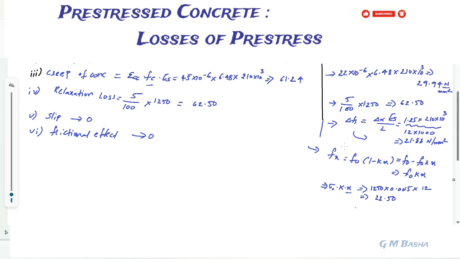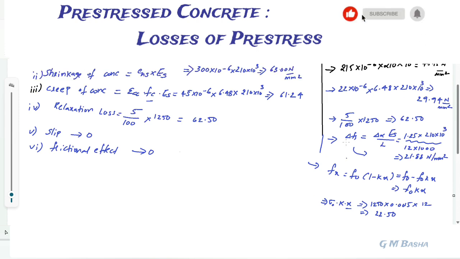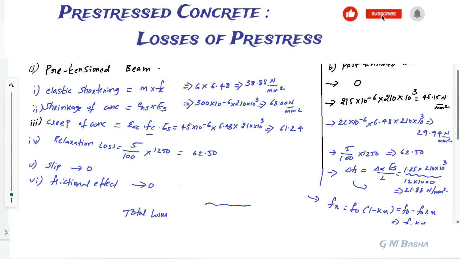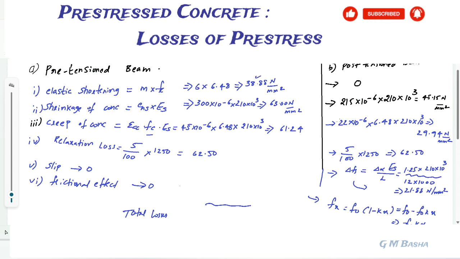So these are the losses occurring in both the pre-tensioned beam and the post-tensioned beam. It is better to sum all these total losses differently for the pre-tensioned beam and the post-tensioned beam. What are the things that occur here? One will be 38.88, another 63, another 61.24, another 62.50. Finally, you will get the value around 225.64 Newton per mm square. So that is for the pre-tensioned beam.